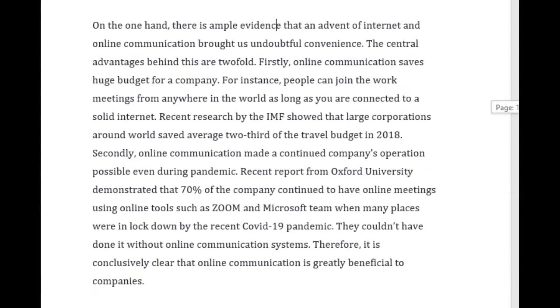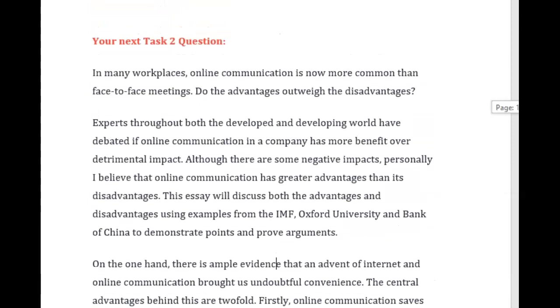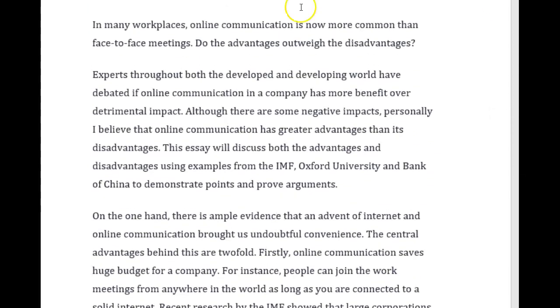Okay. So let's take a look again at this task. "Online communication is more common than face-to-face meetings. Do the advantages outweigh the disadvantages?" So what are they really asking you to talk about here? This is, Mika, the most important thing to do as soon as you get the task in your hand, to make sure that you absolutely understand the question, because a lot of times the questions look very simplistic, but they in fact are not.